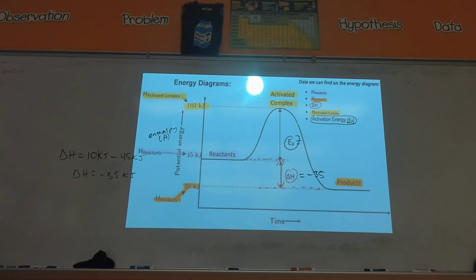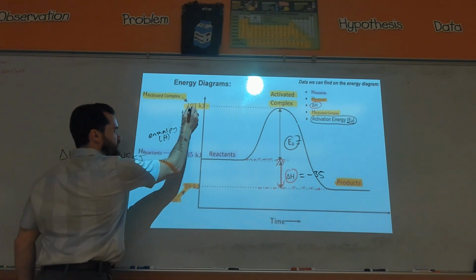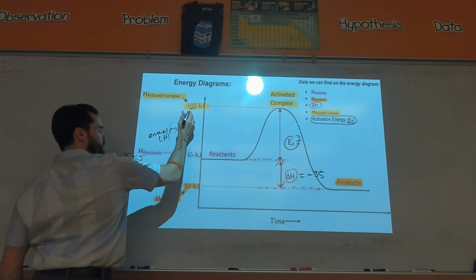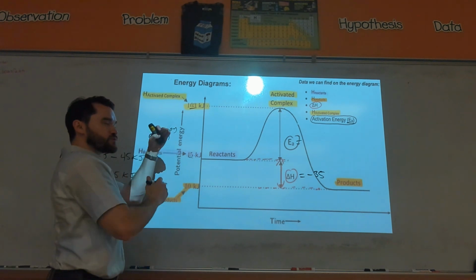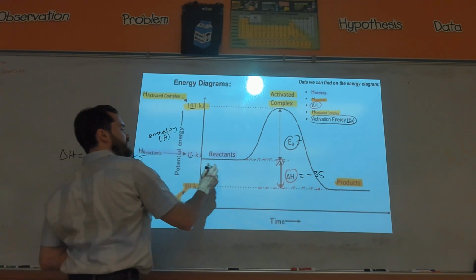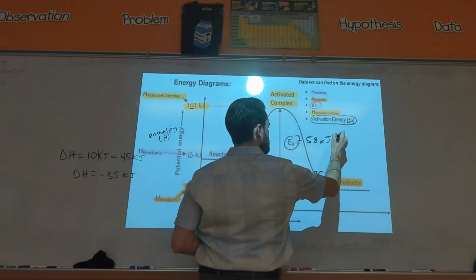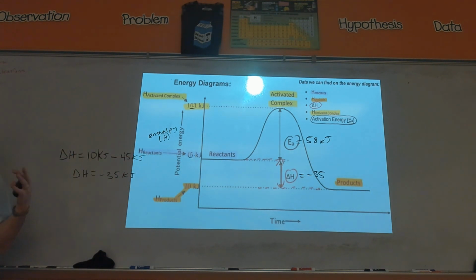58. Yeah. How he got that is the top of the hill, which is the activated complex, is at 103. Bottom of the hill is 45. So the difference between those numbers, 103 minus 45, is 58 kilojoules. Okay. So compared to stoichiometry, this math is not crazy complicated. You just have to be able to interpret these graphs.